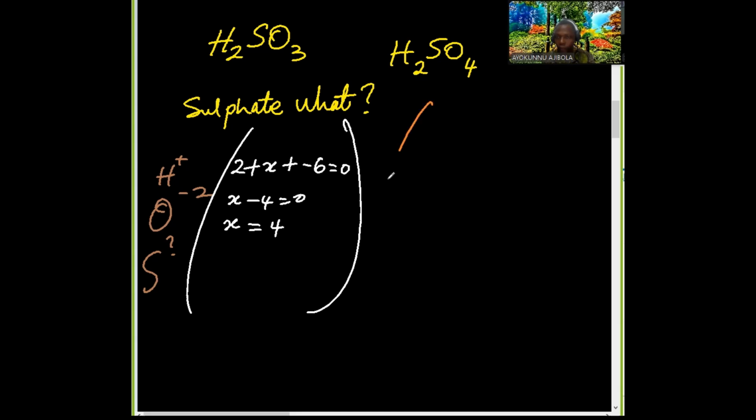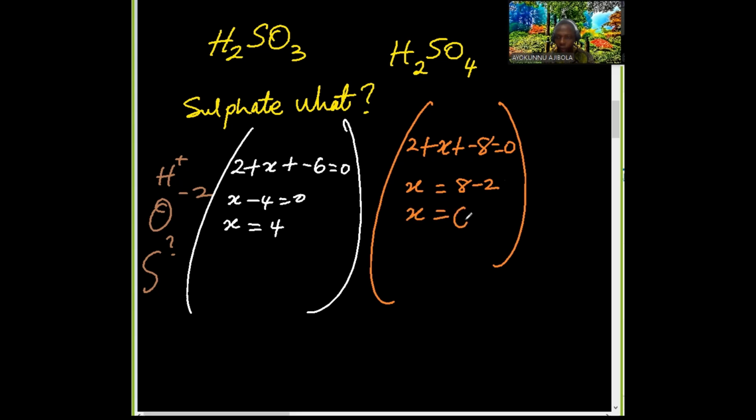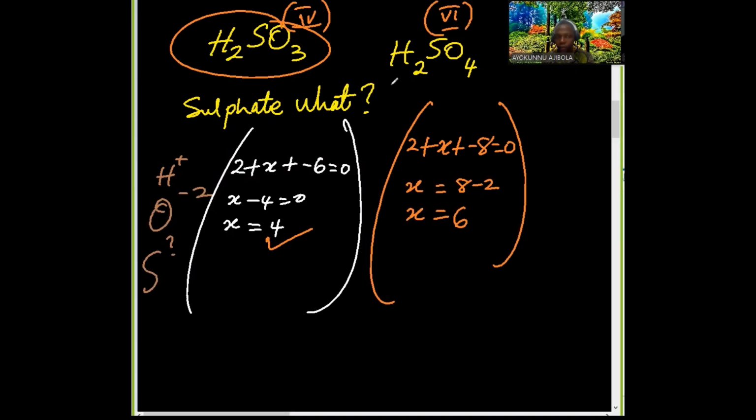Then for the second part, which is this one, the hydrogen is 2. We're looking for the sulfur. Then the oxygen is minus 8, which is 0. So x here will be what? 8 minus 2, which means x equals 6. So if you are naming this first one, it will be tetraoxosulfate 4 acid, because of this 4. Why this one will be tetraoxosulfate 6 acid? Is that clear?